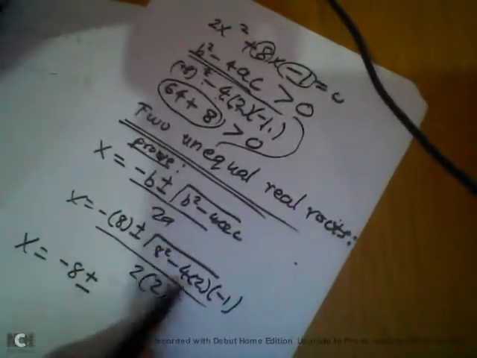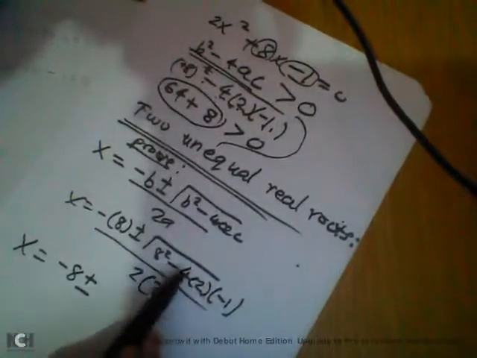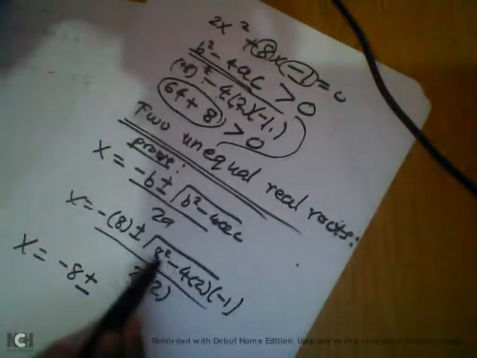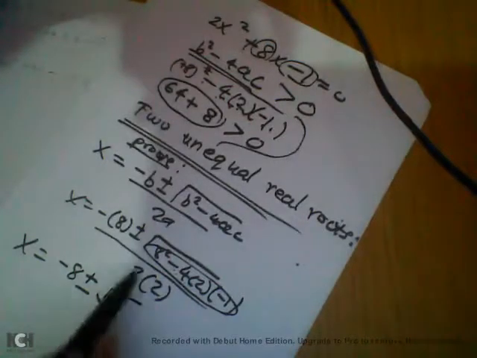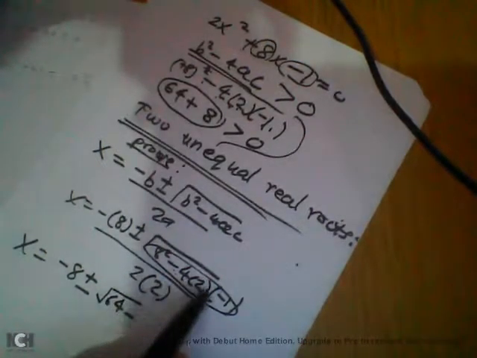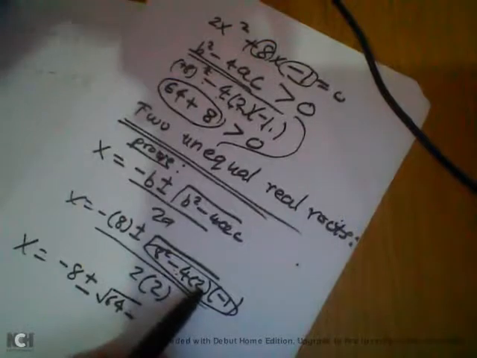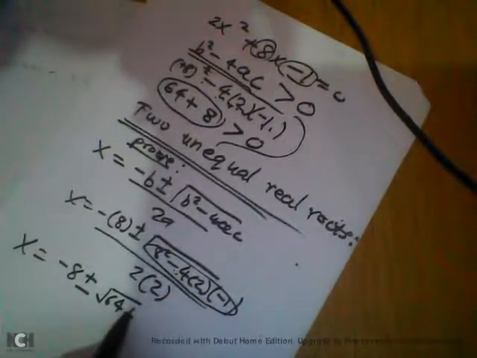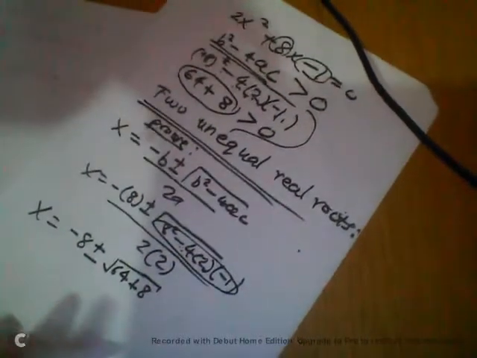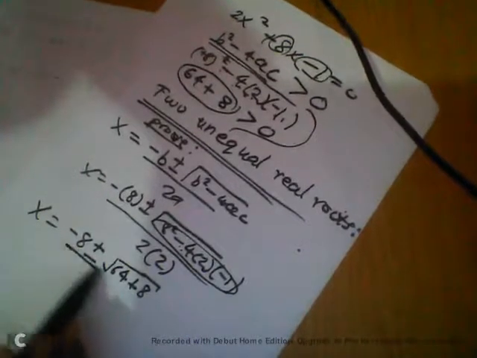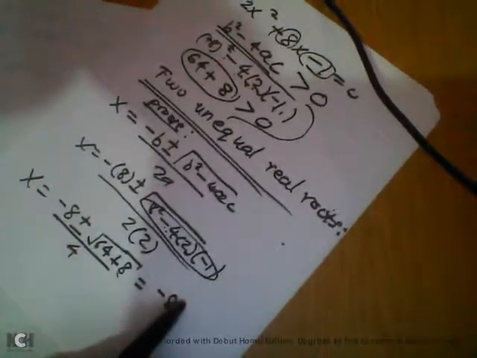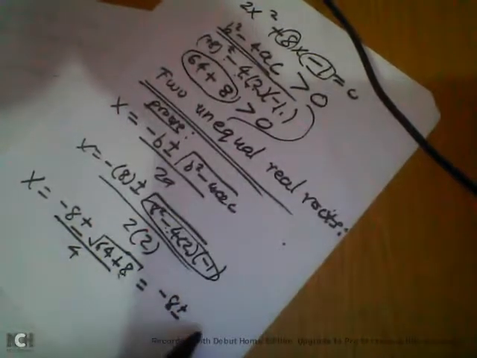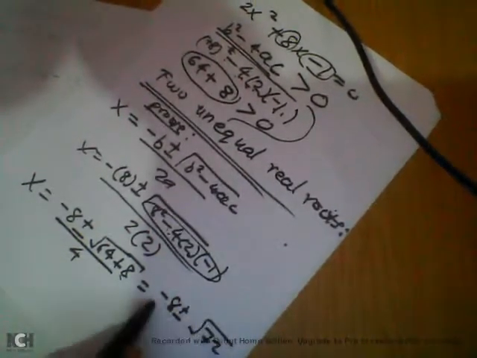This is going to be 64. Let me go slow, I was confused there. 64 minus, this is going to be negative 4 times 2 times negative 1, which is positive 8. That's going to be over 4. So our x equals negative 8 plus or minus the square root of 72, over 4.